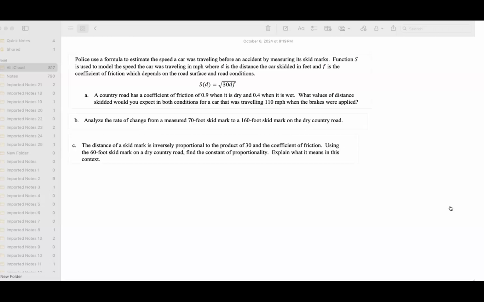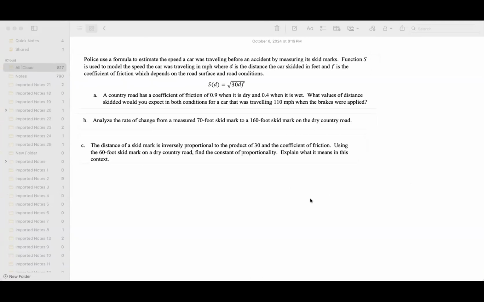Could you explain how to solve the rate of change one? Then I can work on question C. Sure, ma. You can work on question C. Rate of change. Okay. Rate of change.